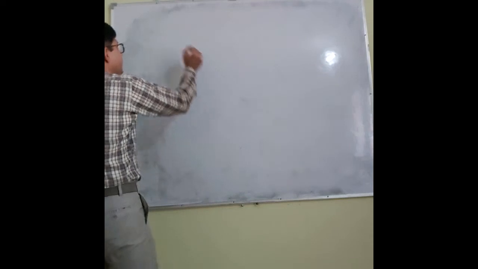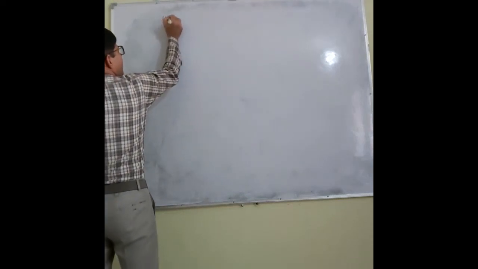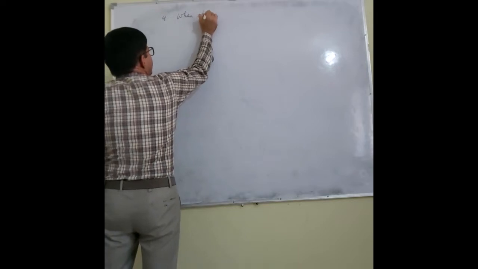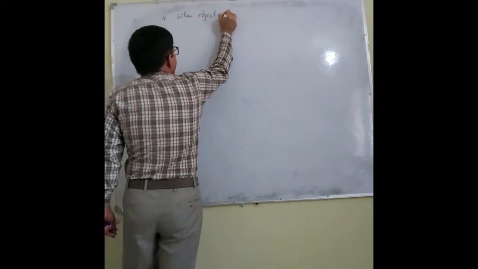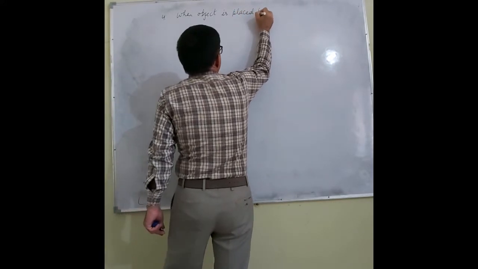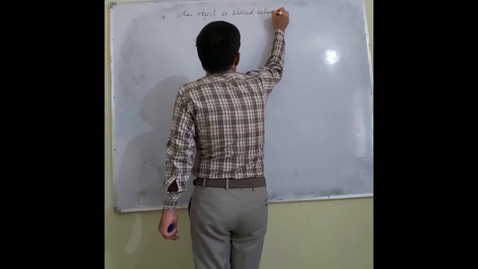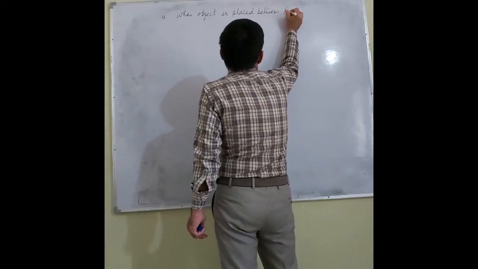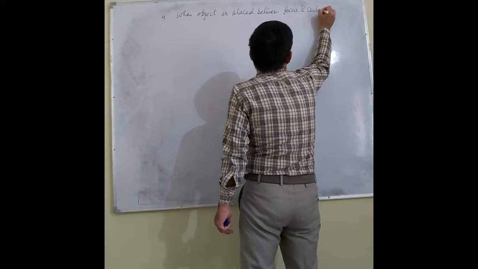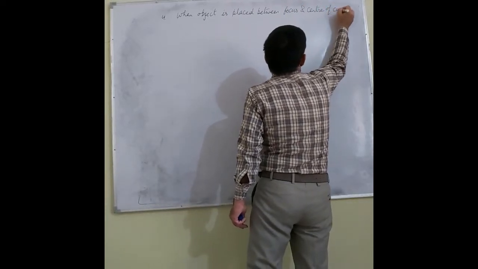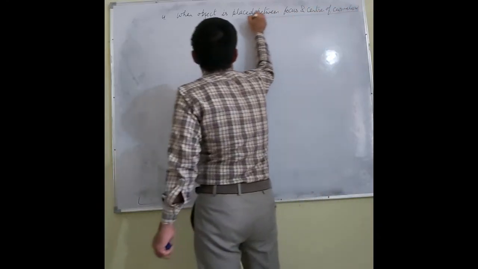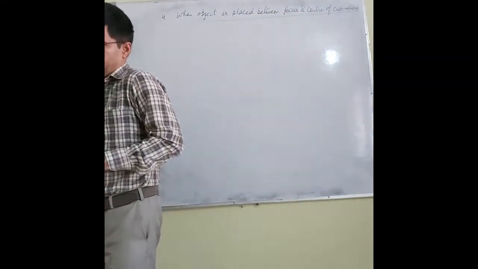So the fourth point is when the object is placed between focus and center of curvature. Focus and center of curvature.